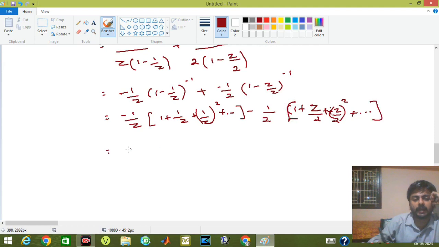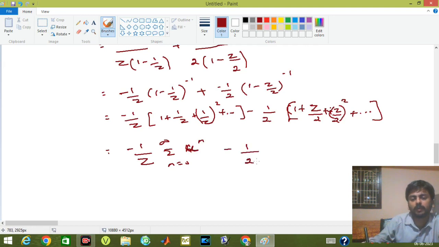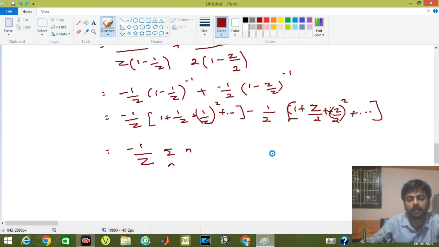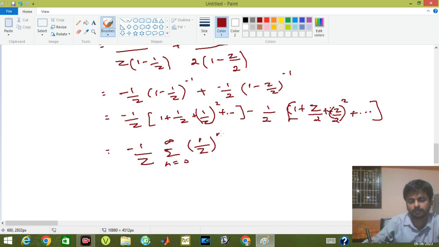Okay, now I shall write it as minus 1 by z of summation n equal to 0 to infinity z power n minus 1 divided by 2 of summation, z, sorry, it is not u, here we are having z only, so minus 1 by z of summation n equal to 0 to infinity 1 by z whole power n, then here we will have minus 1 by 2 into summation n equal to 0 to infinity z by 2 whole power n.